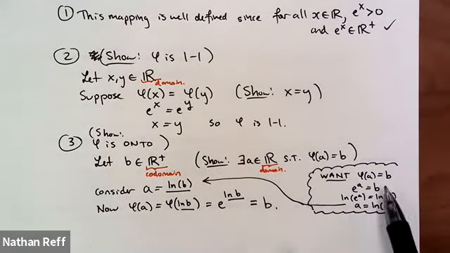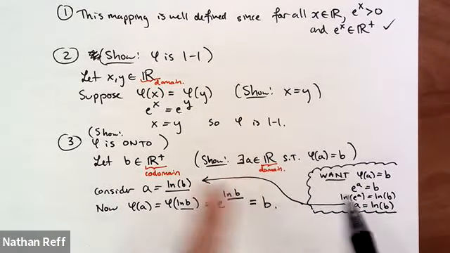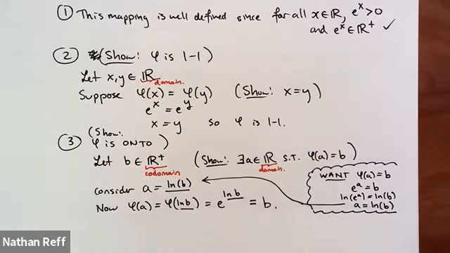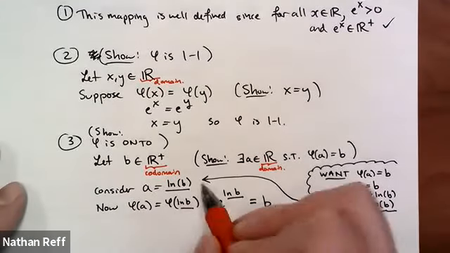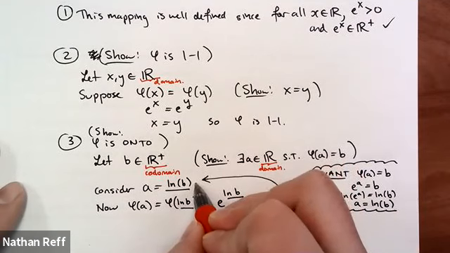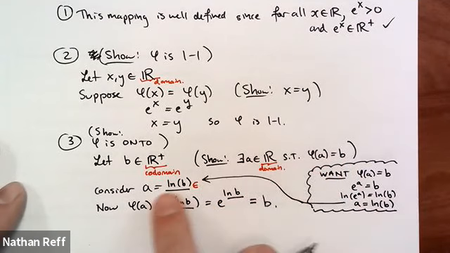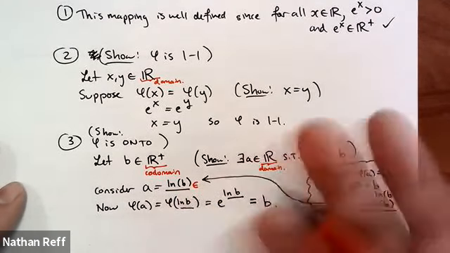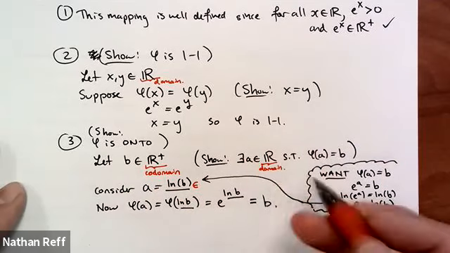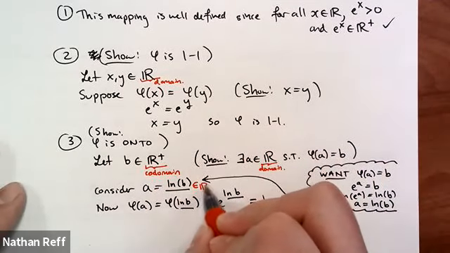Well, you can't assume it because that's what you want, right? You want to be able to always find an A. The one thing you probably should mention, though, is that ln of B is definitely in the domain. Do we all agree that ln of some real positive number is always a real number? This is definitely in R.